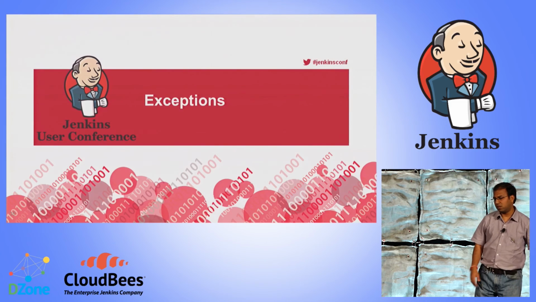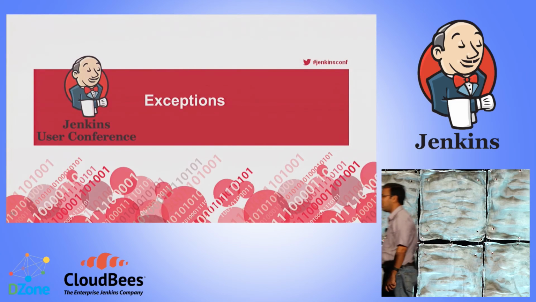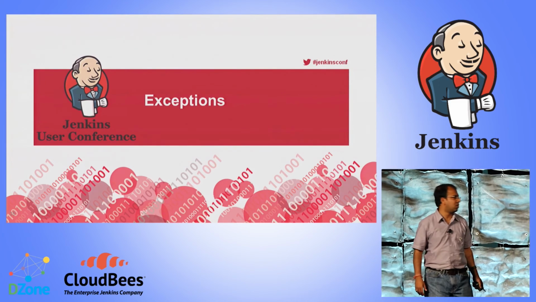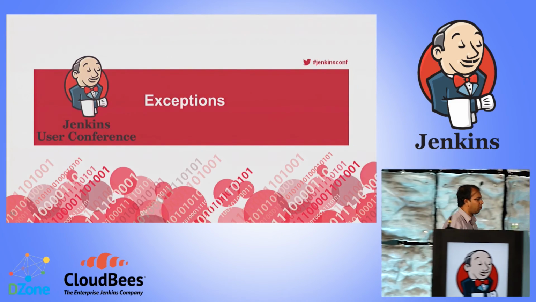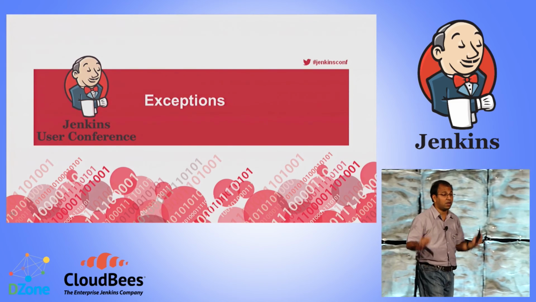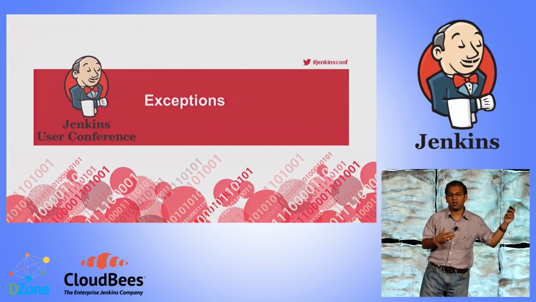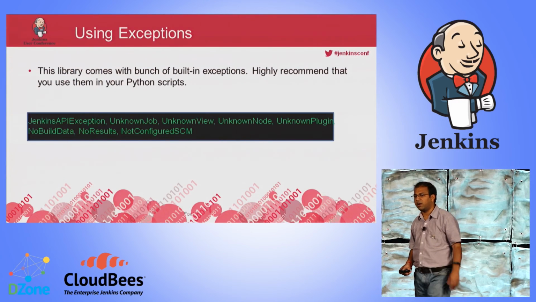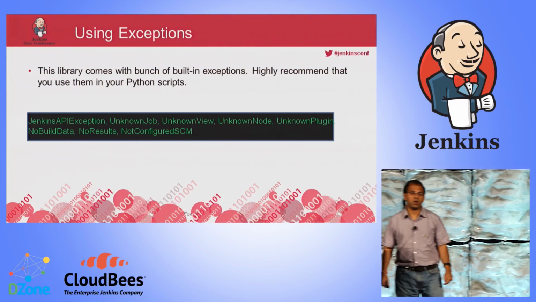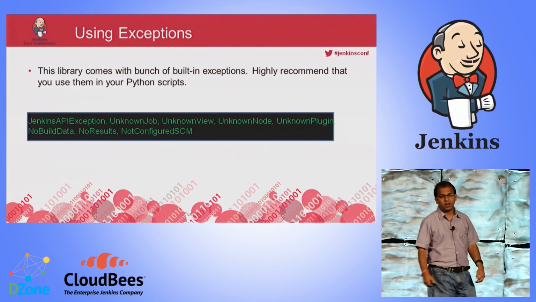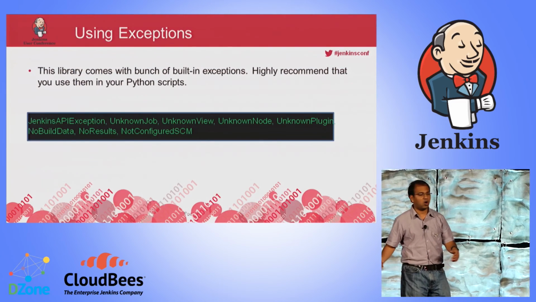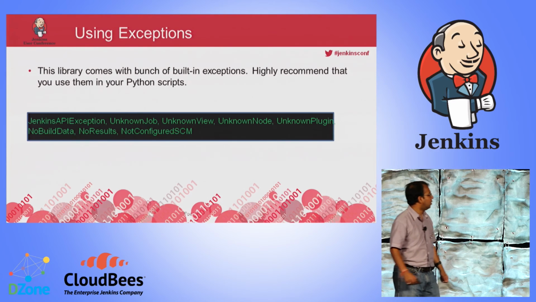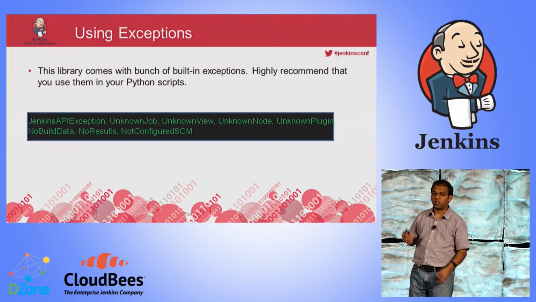Yep. Exceptions. Any good Python library, being Pythonic, is supposed to use exceptions and handle exceptions. Jenkins Python API is no exception, pun intended. It has quite a few exceptions. I'm listing a few, so I highly recommend that you catch them. Maybe a job is not configured for the SCM, or a build doesn't exist, or an unknown job, or things like that. Maybe there is an API exception. Never faced that. But yeah, you handle those and act accordingly.